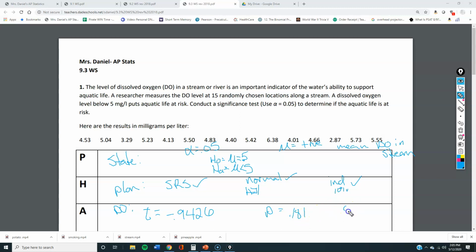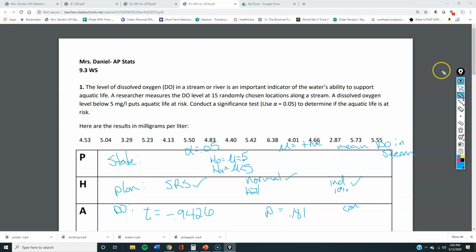So now let's conclude. Again, this is going to be verbal, so please listen. Our p-value is bigger than our alpha. 0.181 is greater than 0.05. So we fail to reject our null. So the conclusion would be, we don't have enough evidence to conclude that the mean dissolved oxygen level in the stream is less than 5 milligrams per liter.